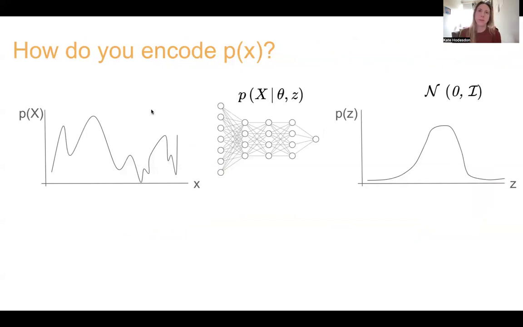To set up the problem, we want to get a model of our complex data distribution, P of X, drawn over here. And the way we approach this is by taking a proxy distribution, P of Z, for a latent variable Z. And we're relying on this latent variable Z to tell us about P of X. So the approach taken by VAEs is to assume that you can choose the latent distribution. So we'll choose it to be a simple Gaussian with zero mean and unit variance.